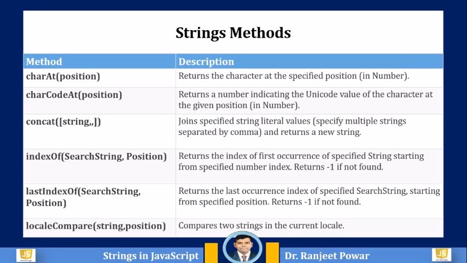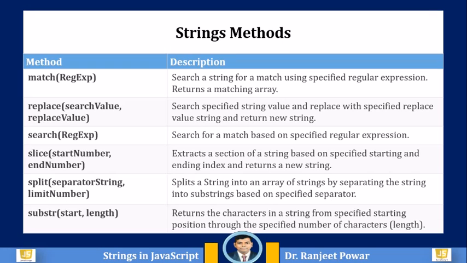The default position is string length -1. The next function is localeCompare. It compares two strings in the current locale. The next function is match. It executes the search for a match within the string based on a regular expression. It returns an array of information or null if no match is found.